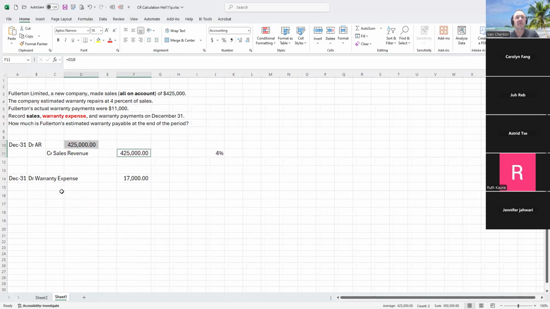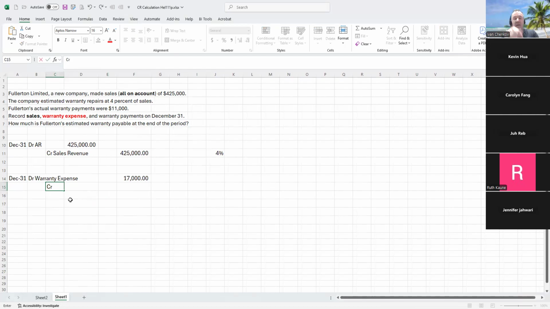We have to record a journal entry, credit warranty payable. What are you missing? Estimated warranty payable. Why is it estimated? Because it's not actual, right? It's not an actual expense. It's an estimated expense.